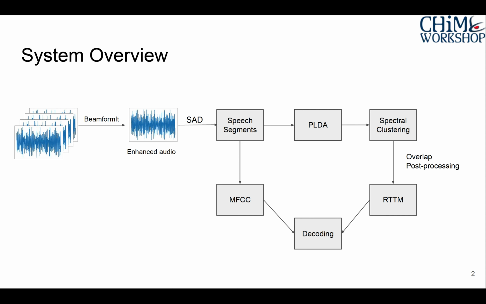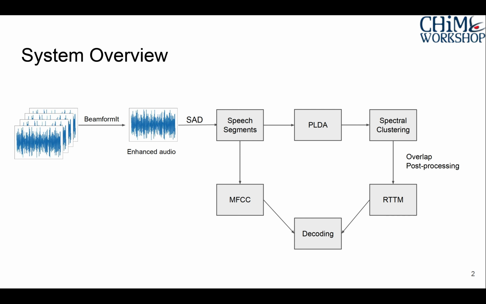First, we use the beamformer as the front end to enhance our audio. So we got the single channel enhanced audio out of the 4-channel microphone array recordings. And then we apply the pre-trained SED model to get the speech segments. And then we extract the X vectors for those segments by using the pre-trained speaker verification model.